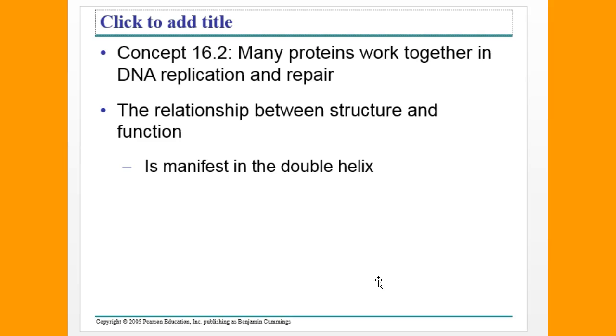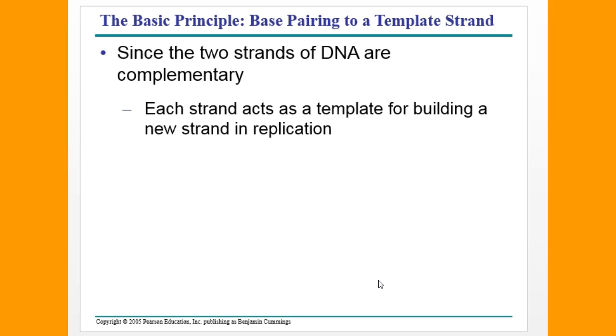Alright, 16.2, we'll go ahead and knock this section out. There's not much to it, I don't believe. This should start to sound familiar as we talk about it. If there's anything that you are having trouble with, please let me know. Alright, so 16.2 is all about the proteins that work together in DNA replication and repair. Relationship between structure and function is manifested in the double helix.